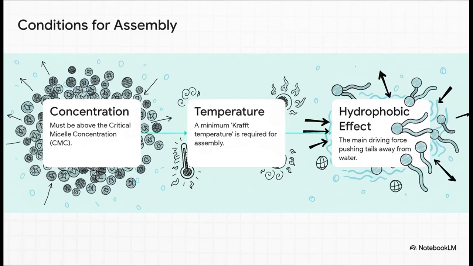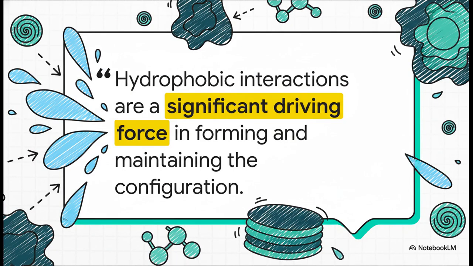So, for this amazing self-assembly to happen, three conditions have to be met. First, you need enough of these lipid molecules, all packed together, a certain critical concentration. Second, it needs to be warm enough for them to move around. But the biggest, most powerful factor of all? It's the hydrophobic effect. That relentless, powerful push for the oily tails to escape the water. And this really gets to the heart of it. The source material puts it perfectly. This hydrophobic interaction is the main engine that both forms these structures and holds them together. It's this constant push away from water that literally shapes our cells.